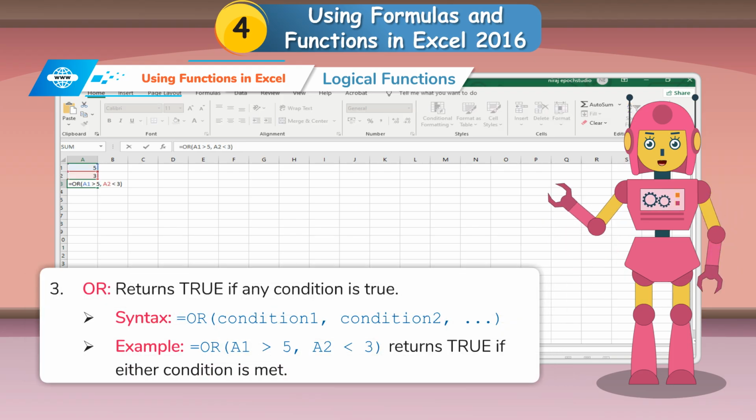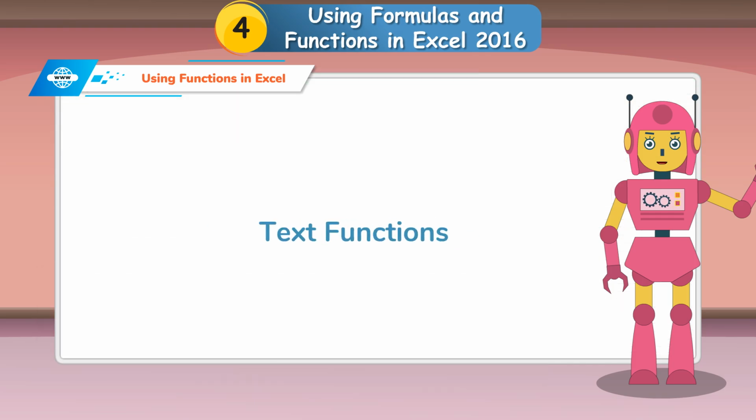3. Or returns true if any condition is true. Syntax: =OR(condition1, condition2). Example, =OR(A1>5, A2<3) returns true if either condition is met.